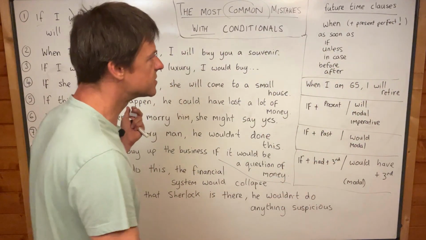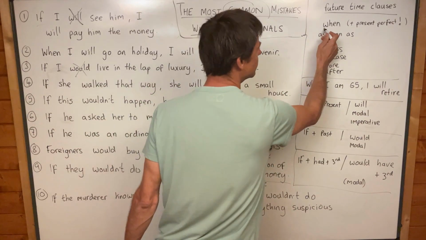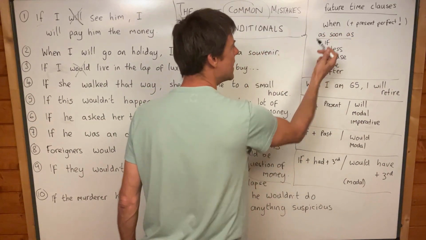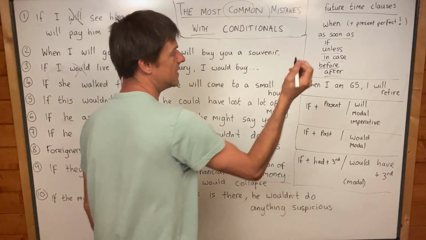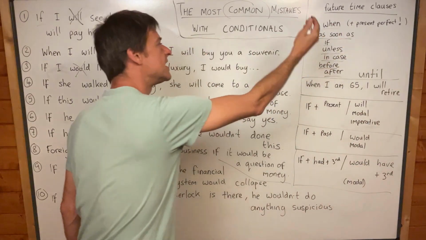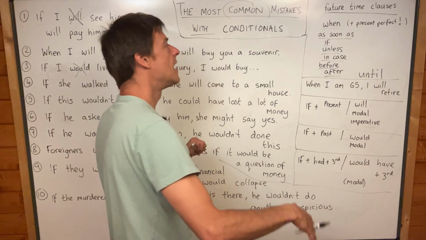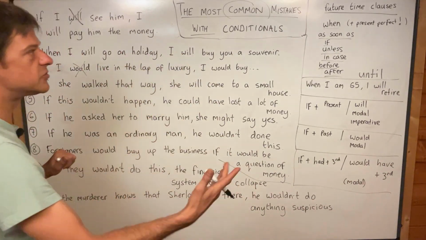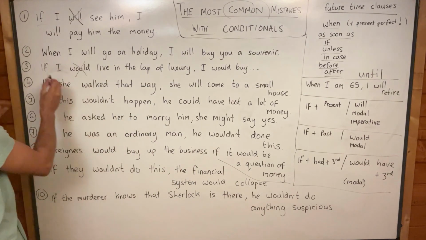Now, what's a future time clause? Well, it's a clause which starts with a subordinating conjunction. When, as soon as, if, unless, in case, before, after, until is another one. Yeah, these subordinating conjunctions very often refer to the future. And when they refer to the future, don't use future. Don't use will.